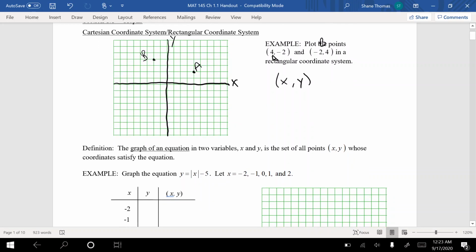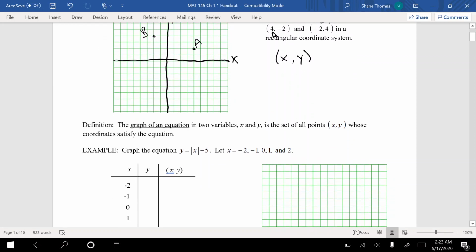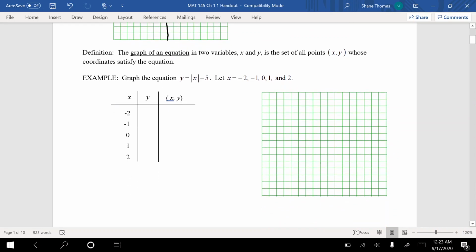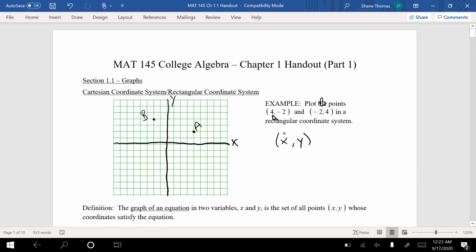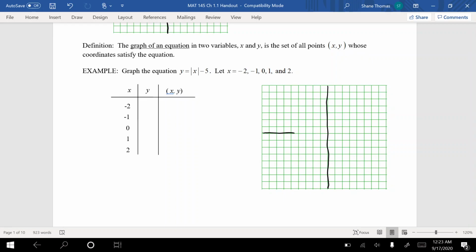Alright, so if we want to graph an equation in 2 variables, x and y, it's the set of all points x and y whose coordinates satisfy that equation. So looking at this one below, we have an absolute value equation. It's y equals the absolute value of x, minus 5. In this case, we want our x values, our input values, to be -2, -1, 0, 1, and 2. So all you have to do for each one of these is plug in the x value, see what you get for y, and then that would be your point.